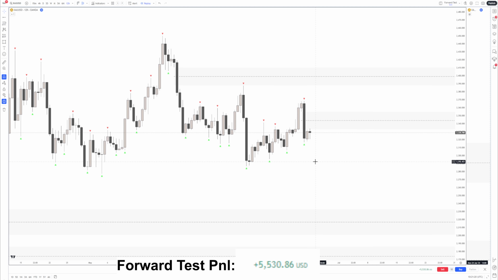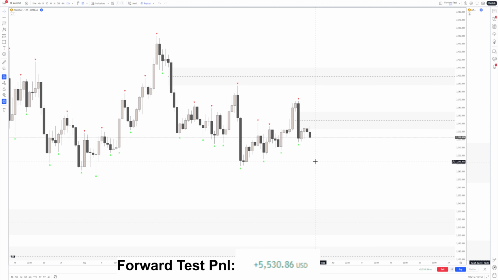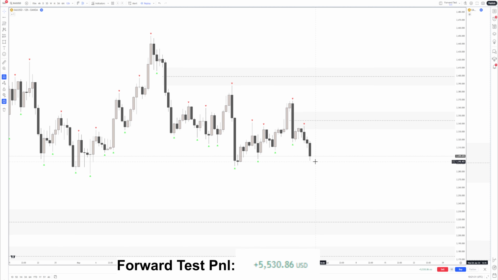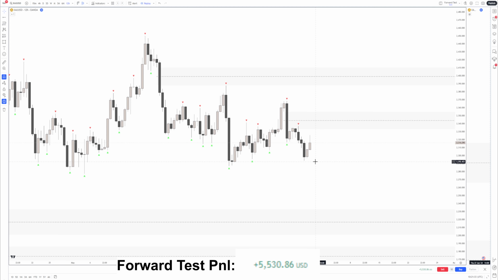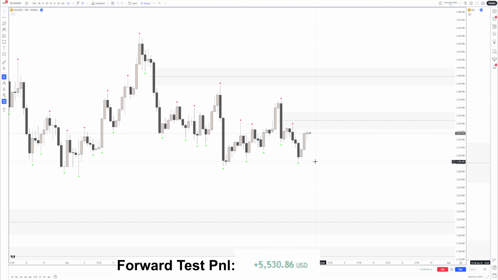Now here we've got a potential A setup playing out. Let's just see if price can get us in or not. Okay, it's moved quite quickly. Okay, it's coming back. Okay, it's still nothing.